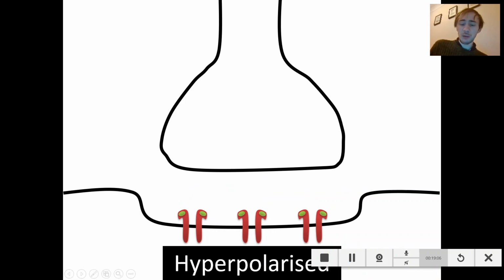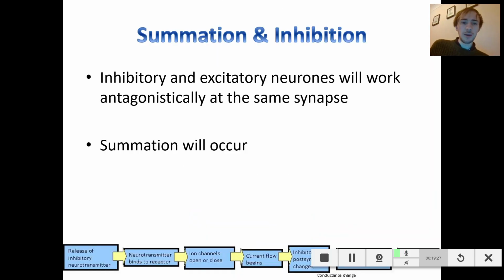Now, that will cause hyperpolarization. Okay, fine. To be honest, I think that diagram may have made it more confusing than it was before. Broadly, there's a new neurotransmitter. It's called GABA. It opens the chloride ion channels, not sodium ion channels, and it stops action potentials from working properly. Fine. Right.